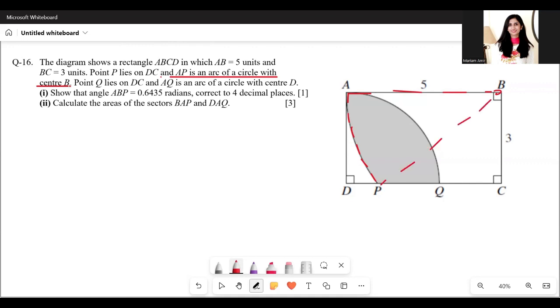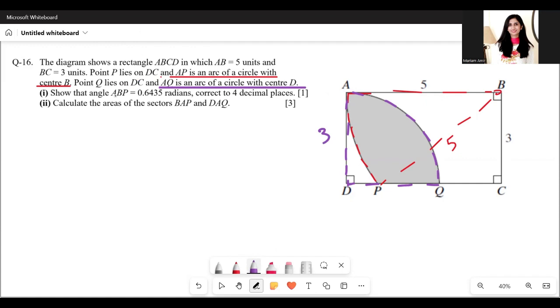Which means that this line would be 5 as well. Okay. And then it says point Q lies on DC and AQ is an arc of a circle with center D. Okay, let's also mark this in the figure. So yeah, we can tell that this is another sector. That means that this is 3, so this would be 3 as well. Okay, so we have two sectors mentioned in the question.